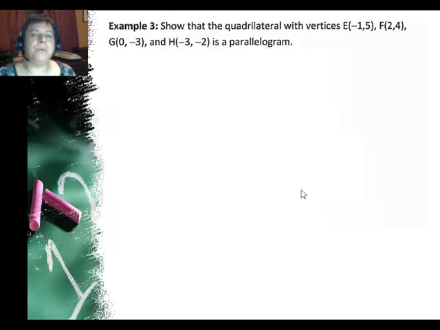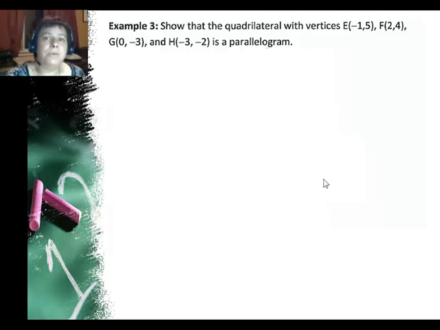Okay, example 3, and don't be surprised to see some problems where they just say, oh, here are the coordinates, and tell me if this is a parallelogram or not. There are a couple different approaches you can use. When I have coordinates, the easiest thing for me to find is slope. I can also find distances, but that's a lot more work.